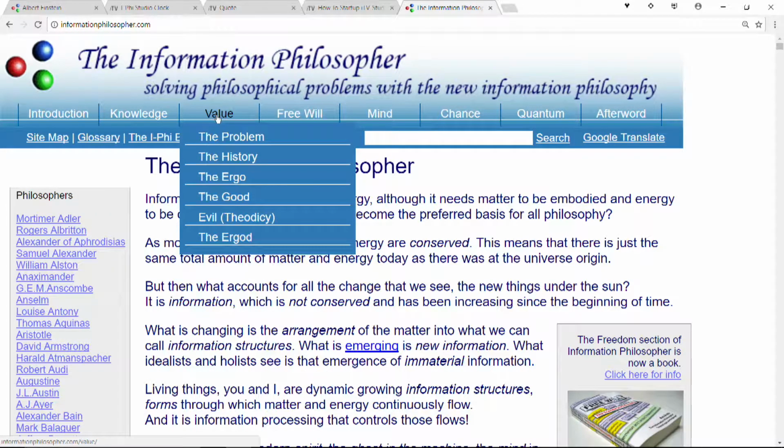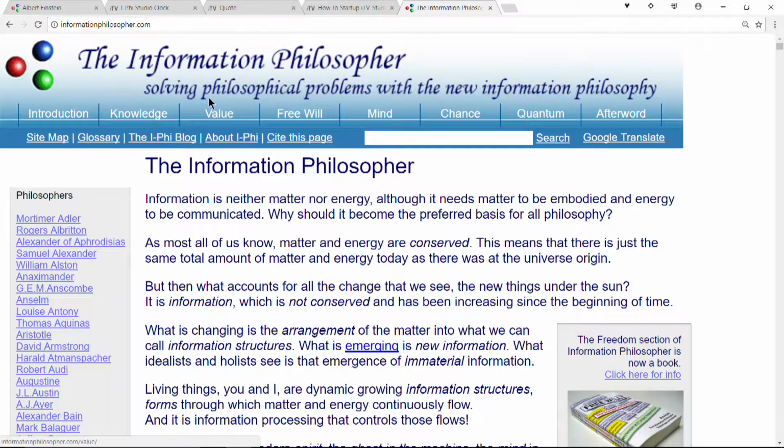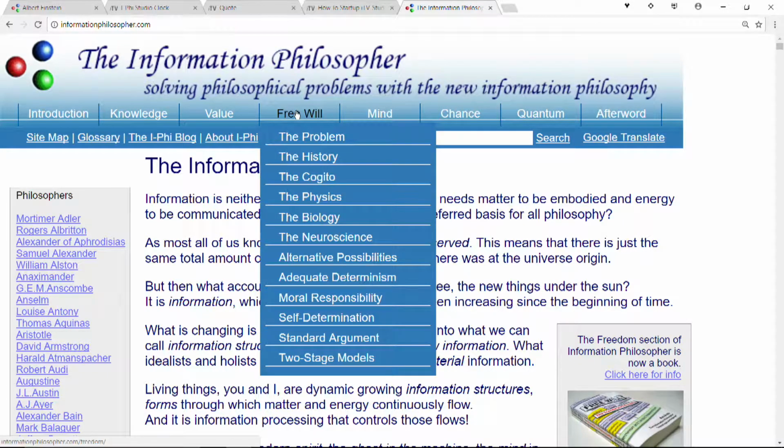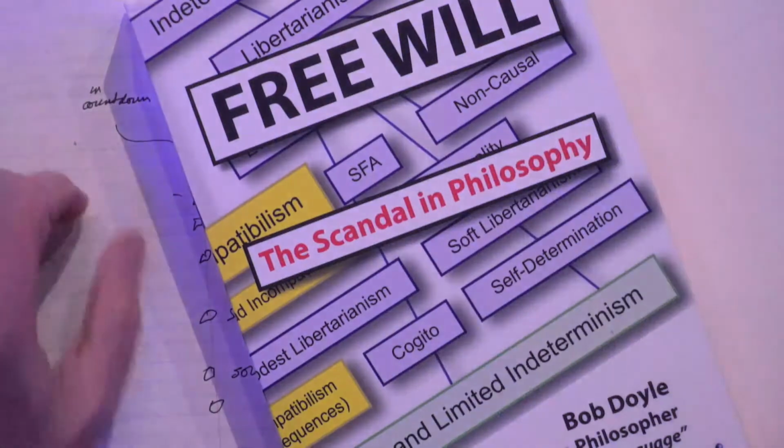Under the value section, this is quite controversial. I'm hoping to argue that there might be an objective value to be found in the universe, independent of humans, independent of a kind of bioethics that's based on life itself on the earth. Instead, it's an objective value against which we can see an objective evil going on out in the universe. My free will section, of course, is the first book that I produced. Let's quickly take a look at that.